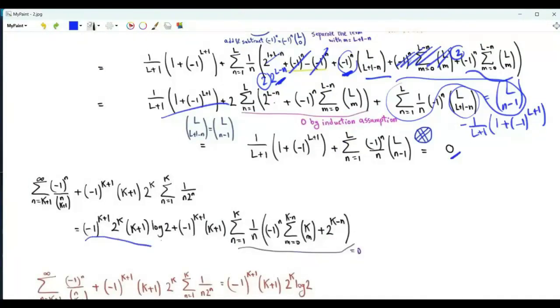Our sum of interest is equal to this term, plus (-1)^(k+1) times k plus 1 times this sum, which is equal to 0 for every positive integer k.